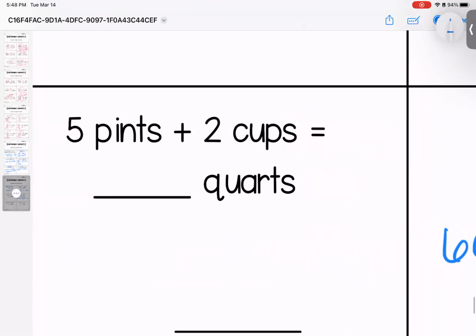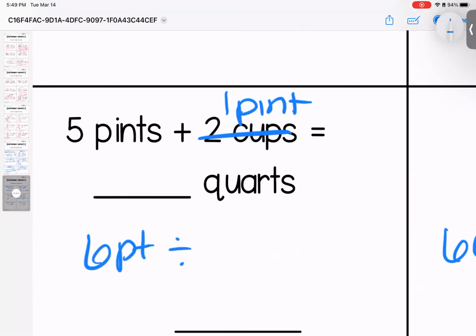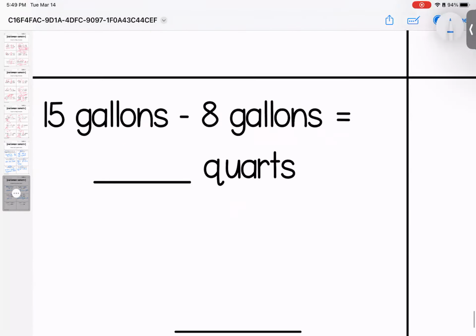Over here, pints and cups, 2 quarts. Well, I know that 2 cups is the same as 1 pint. So I'm going to switch that out real quick to make them like and like. 5 pints plus 1 pint is 6 pints. And to go from pint to quart, I have to divide it by 2. 6 divided by 2 is 3. This would be 3 quarts.